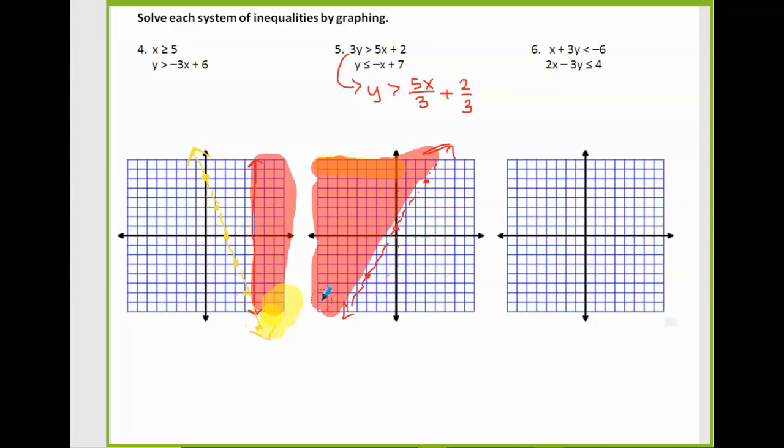And then for the second part, you have y less than or equal to negative x plus 7. So your y-intercept is at positive 7. And your slope is negative 1. This line is solid. And it is shaded below. So everything below gets stopped by that red line. So it technically is in here, but the solution is that overlap of the yellow and red over here. So again, my solution comes from where they overlap.